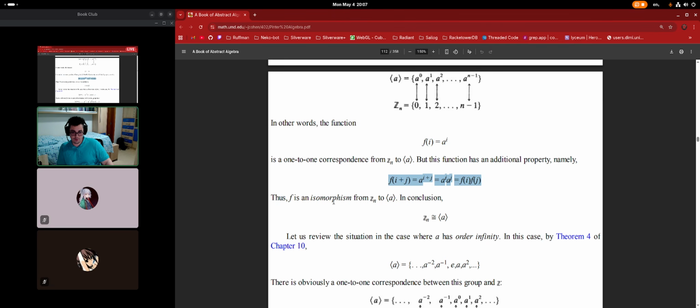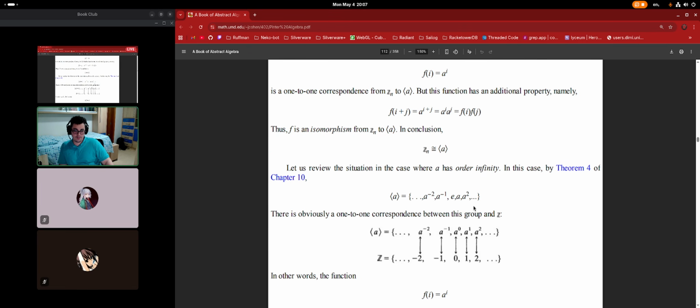And then f is an isomorphism from the integers mod n to. How are we gonna call this? Cyclic A? What's the name you guys are giving to this thing? That's a decent name, I guess. Okay, cyclic A. In conclusion, they are isomorphic, and there we go. Let us review the situation in the case where A has order infinity, and then this is isomorphic to the integers instead of bounded integers, let's say.